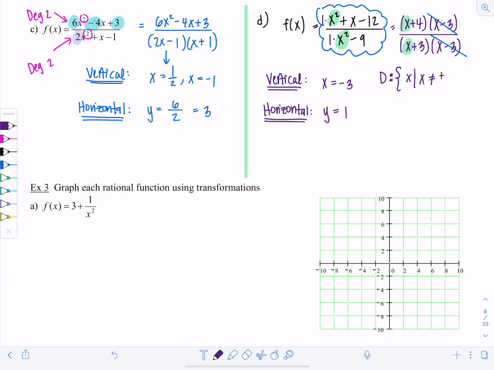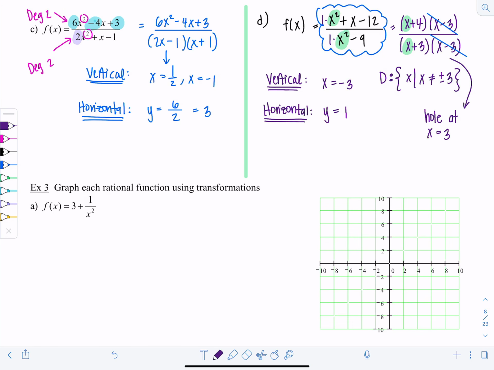X cannot equal plus or minus 3. However, only -3 is a vertical asymptote. Since x minus 3 canceled out, that means something else is going on in the graph, and we'll study that later. But basically, you have a hole at x equals 3. And when you get to calculus, you'll learn that's a removable discontinuity.